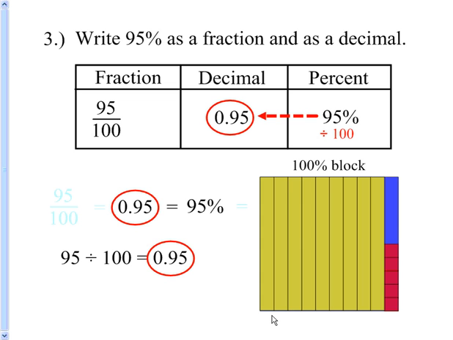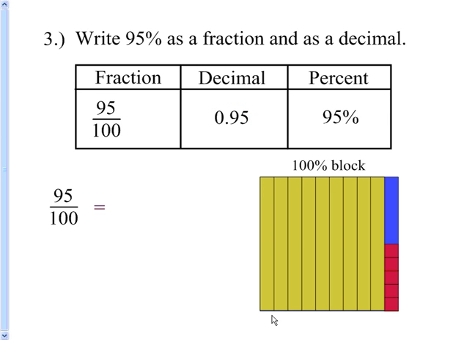And what we're doing is taking 95%, percent means out of 100, and we're changing it to a decimal, which means out of 1, and therefore we're dividing it by 100. And the quick way to do that is to take and move the decimal 2 places to the left.